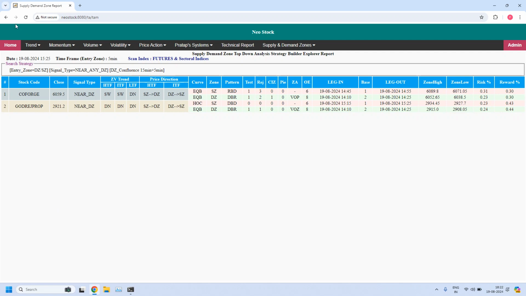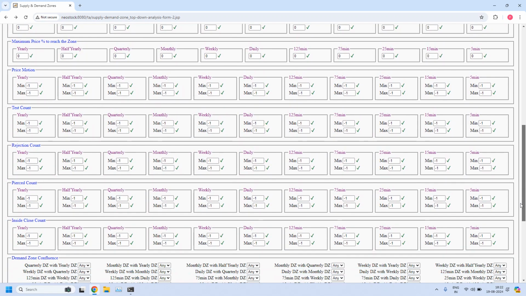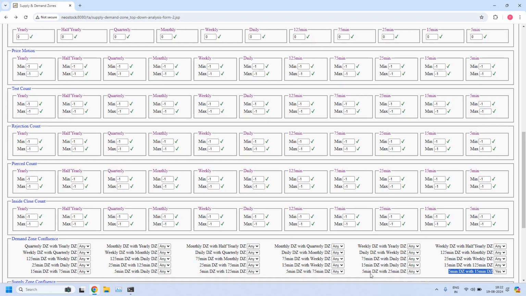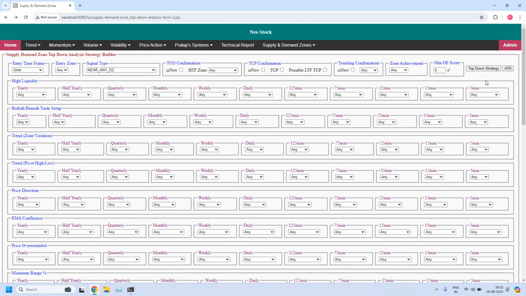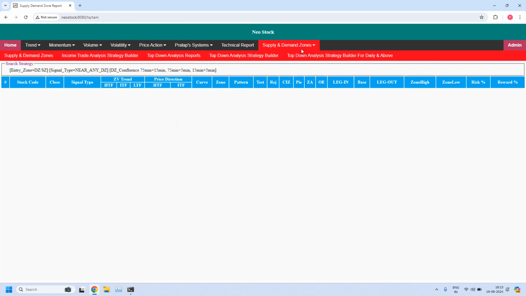Now let's verify whether HTF confluence is there for any of these zones. So 5 minutes demand zone with 75 minutes demand zone enabled, and also 15 minutes and 75 minutes demand zone also enabled. So all the 3 options are enabled. That is LTF, ITF and HTF time frames. So no stocks, no HTF confluence. Only ITF confluence, 2 stocks were filtered earlier.